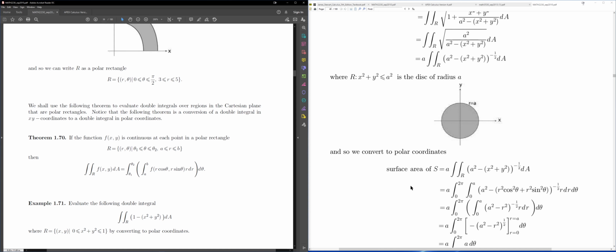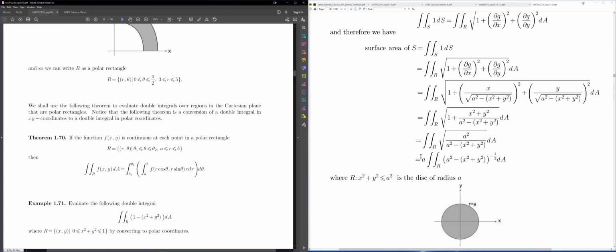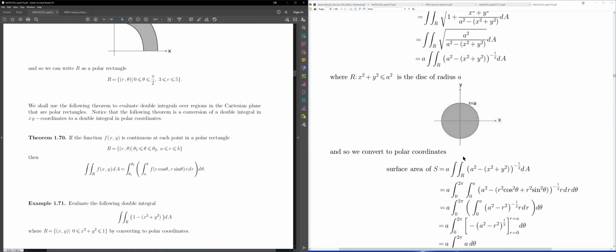here. The surface area, which is the integral of 1 ds, simplified down to this here. And what I'm doing now is working this out by a conversion to polar coordinates. So the x is going to turn into r cos theta, the y is going to turn into r sine theta, and I have r dr d theta. And the limits of integration come from the expression of this disk over here as a polar rectangle.